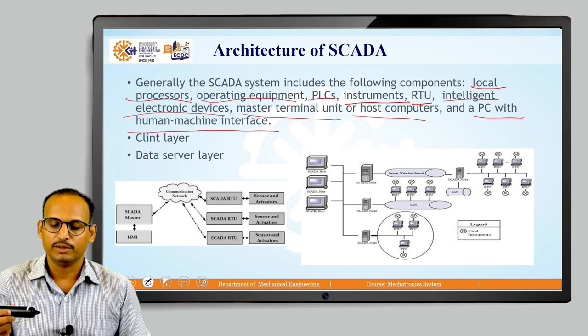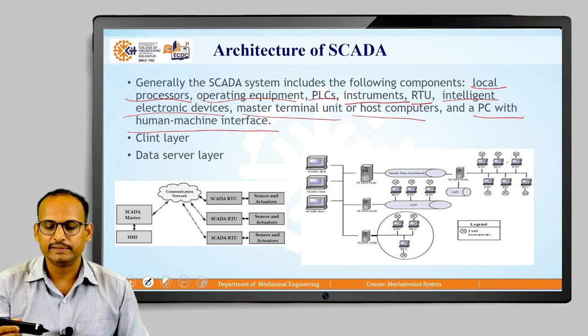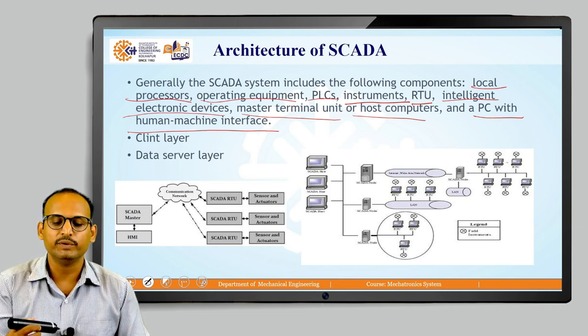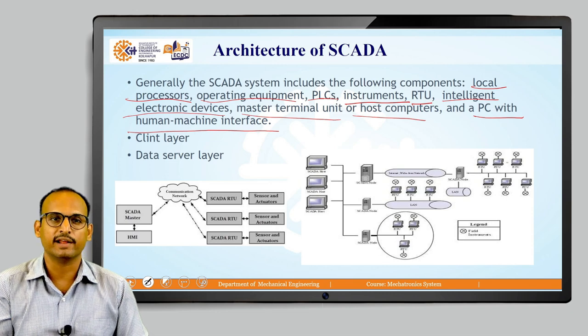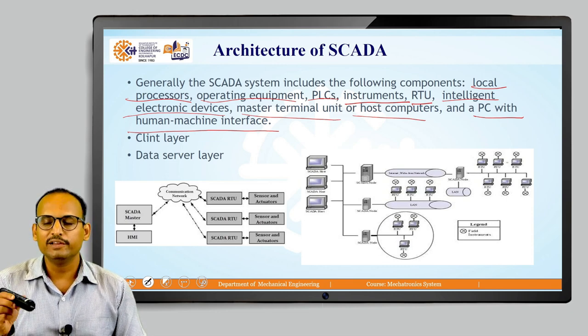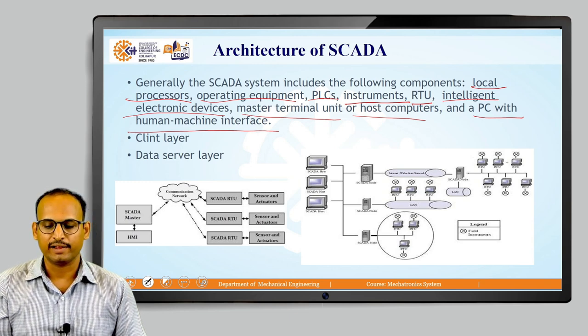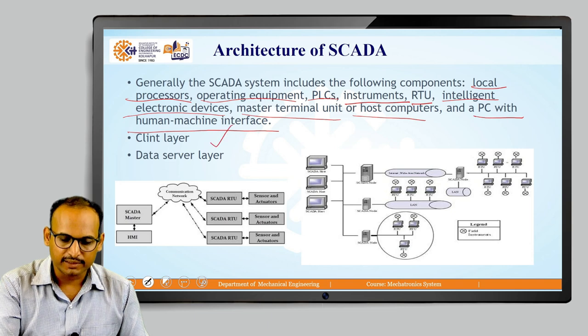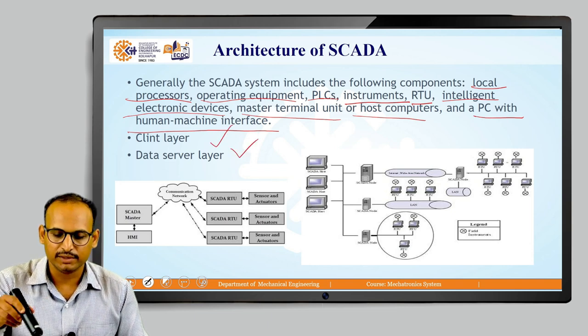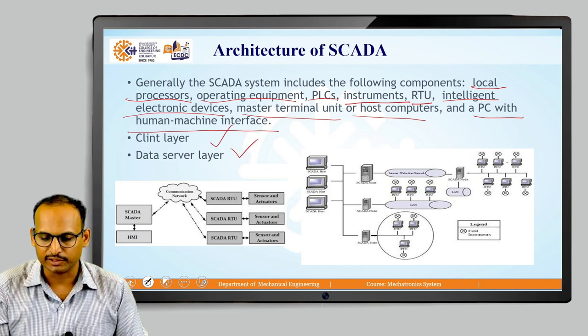The person who will be sitting in the control room has software through which he interacts with the SCADA system, which is called the human machine interface. So all these components are required in the architecture of SCADA systems. There are also some client layers and data server layers which are used in SCADA systems.